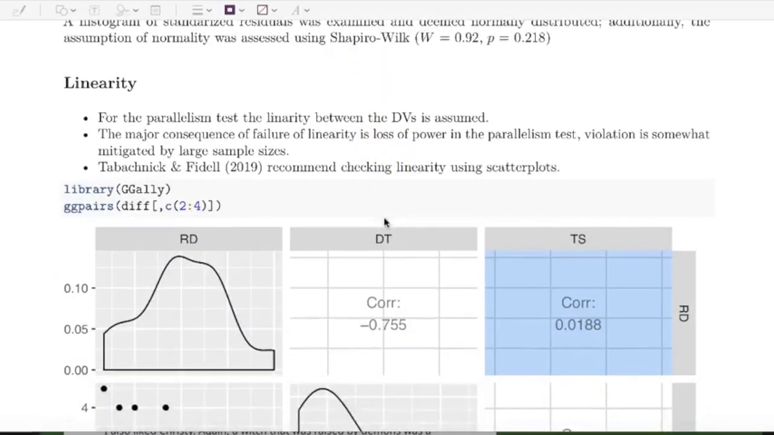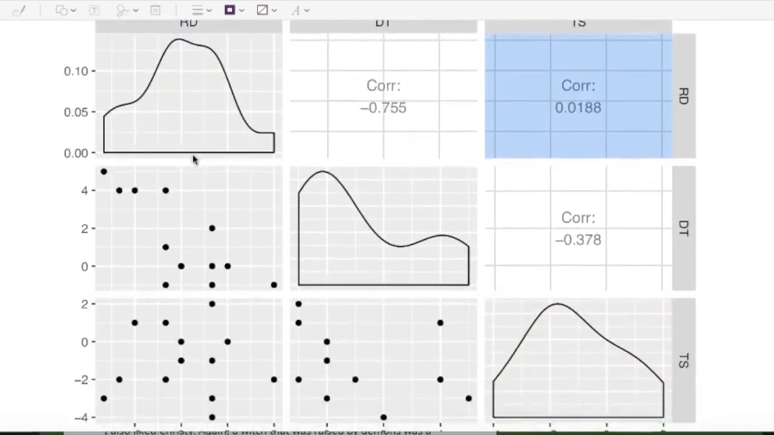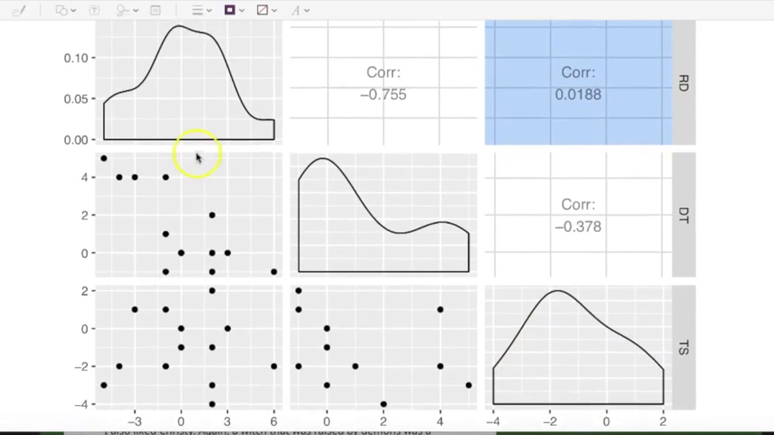Cool. I'm going to check linearity now. Whenever we're looking for parallel profiles, we need to have linearity between the dependent variables. Tabachnick and Fidell really recommend looking at the scatter plots for linearity. I think this is the weakest type of checking for linearity, but that's a recommendation. So I went ahead and just used ggpairs on our continuous data. And I don't think it looks great.